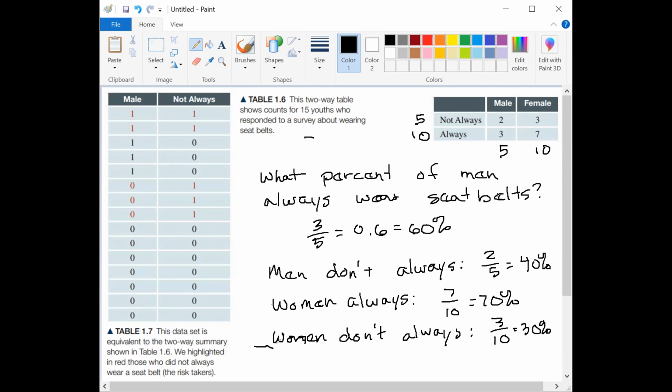So I've kind of run out of space here, but you could go through and ask, what percent of the people who don't wear their seatbelts are men? What percent of the people who don't wear their seatbelts are women? In that case, you do 2/5 and 3/5. What percent of people who always wear their seatbelts are men? What percent of people who always wear their seatbelts are women? And so you could go through and come up with the variations for these two rows, just like we did with the two columns. All right.